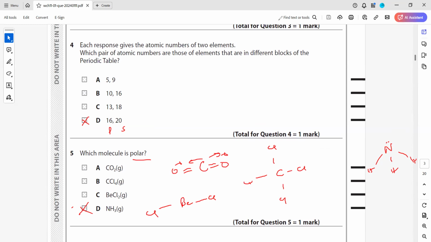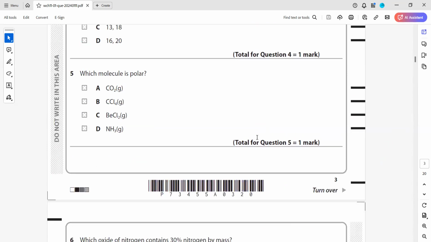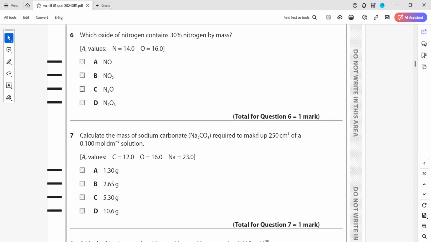The polarity of a molecule depends on the geometry of the molecule. Which oxide of nitrogen contains 30% nitrogen by mass? So if we check, this will be 14 divided by 14 plus 16 into 2, multiplied by 100.